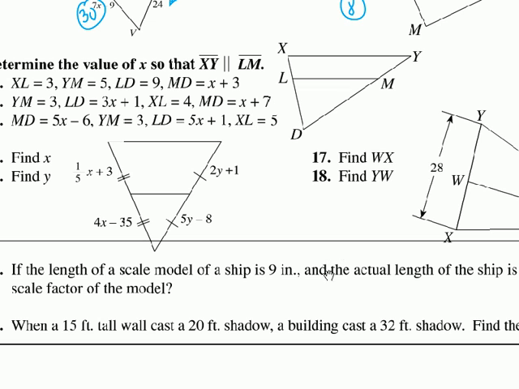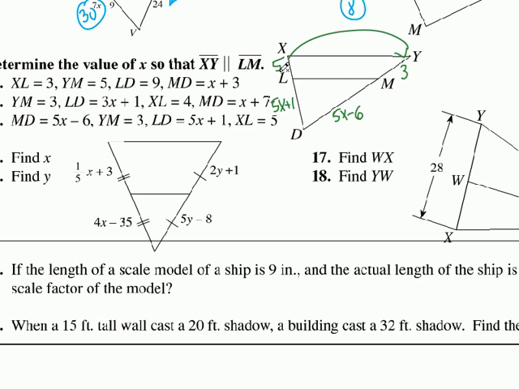One more of these. This was pretty easy. MD, is this one easy? 5x minus 6. YM is 3. LD, 5x plus 1. Yeah, this is all pretty much the same kind of problem, isn't it? XL is 5.